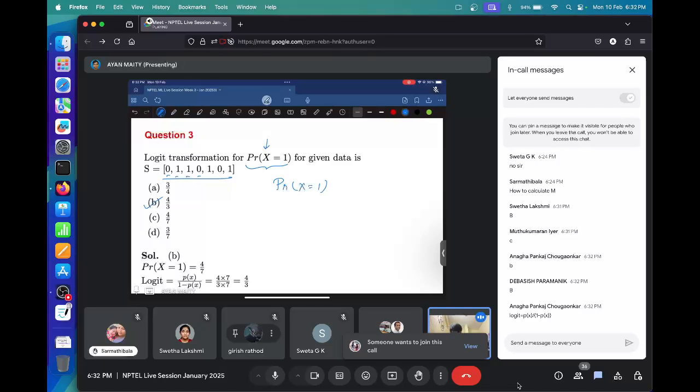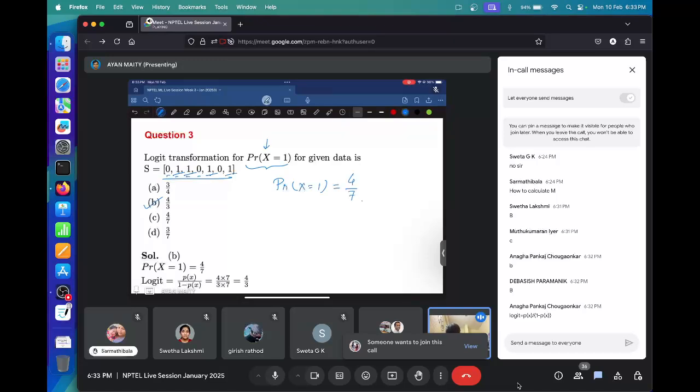The probability of x equals 1 you have to compute first. How many times is this 1 occurring in this dataset? 1, 2, 3, 4 times out of 7, so it will be 4/7.